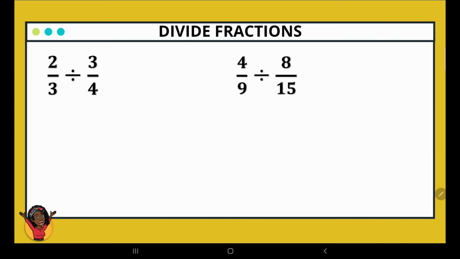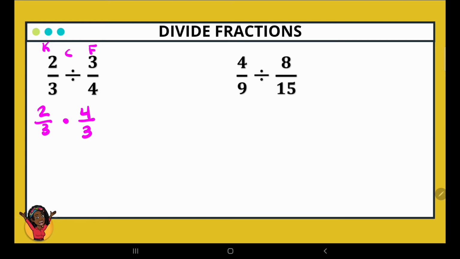Let's try a few more examples. 2/3 divided by 3/4. Again, keep, change, flip. We keep our 2/3, we change our division to multiplication, and then we flip this to 4 over 3. Now, does the order matter? Yes, it does. You cannot choose to flip the first fraction. You must flip the last fraction. So we keep the first one, change the sign to multiplication, and flip the last fraction.